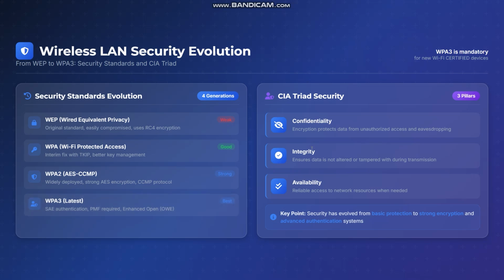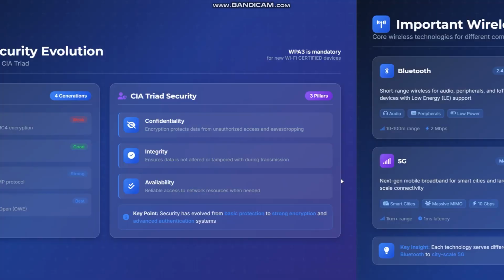And here is a special point. We can also explain wireless security through the CIA triad, which stands for confidentiality, integrity, and availability. In simple terms, wireless LAN security has developed from basic and weak protection to stronger encryption and more advanced authentication systems.